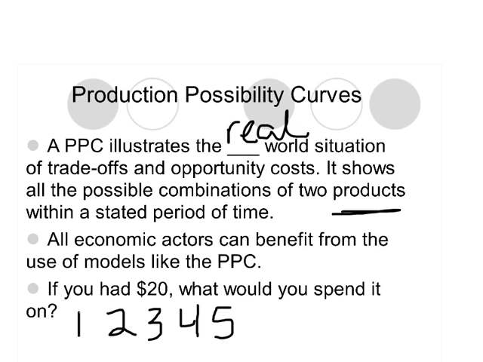So as you can see here, I have it listed as products, but it doesn't have to be products. It can just be your options, your choices that you have. Remember when we talked about trade-offs and opportunity cost. And so the PPC can really focus in on a couple of those 2 choices at any given time.